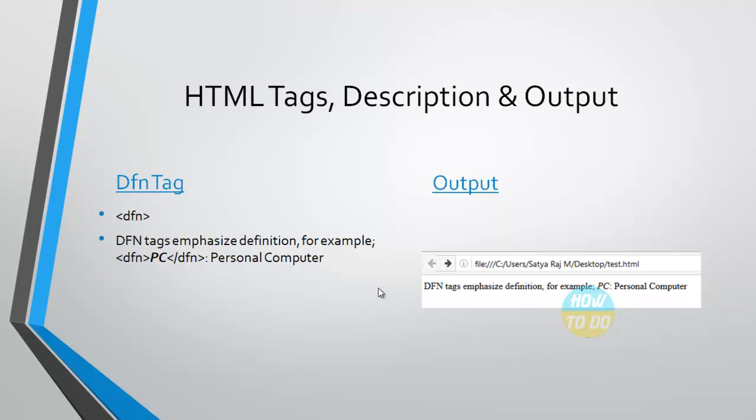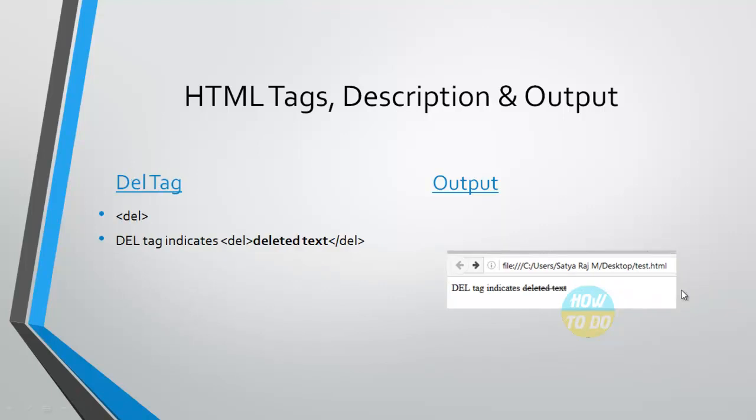Next comes the DFN tag. The DFN tag emphasizes a definition. For example, DFN PC and close the DFN, that means personal computer. So the output for the same will be in this way, PC colon personal computer. This is the output.